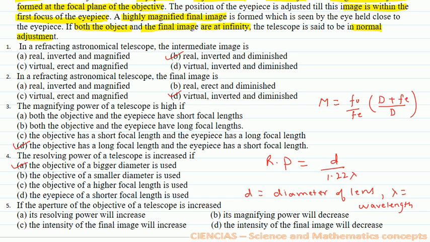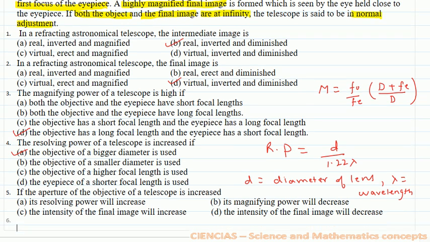And smaller diameter we cannot consider, so option B is not correct. Now options C and D are for focal lengths. Objective of higher focal length or eyepiece of smaller focal length. Resolving power does not depend upon focal length. So options C and D are not correct options.